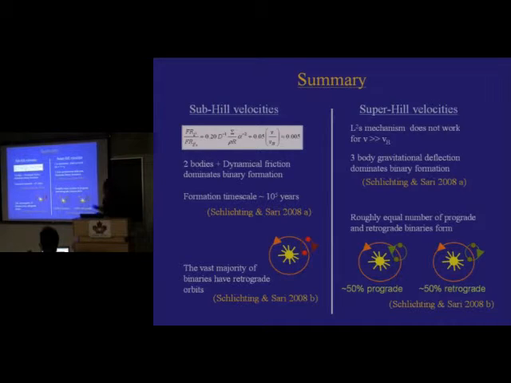So to summarize, if binaries formed when subtle velocities prevail in the Kuiper belt, they should have primarily formed with the help of dynamical friction, and their orbit should be retrograde. If they form while superhill velocities prevail in the Kuiper belt, then there should be equal chance of prograde and retrograde binaries.